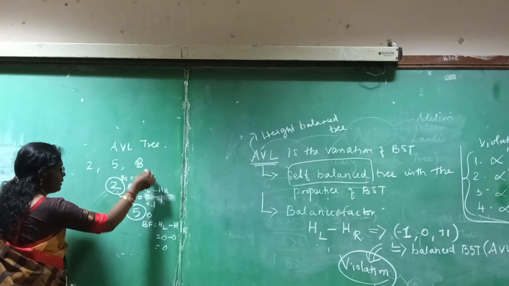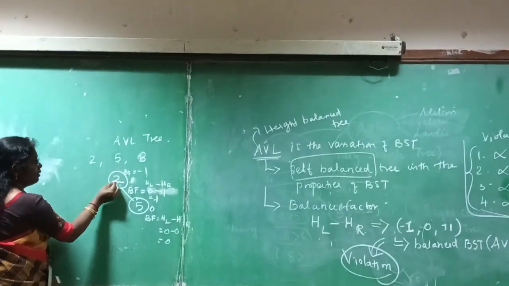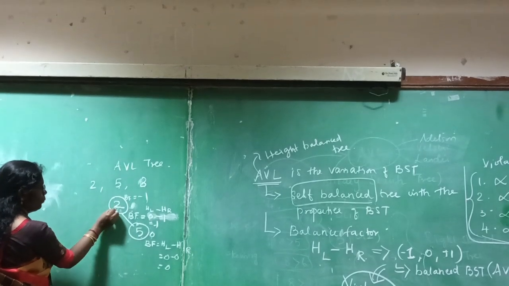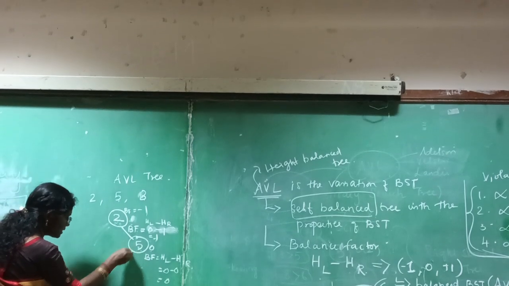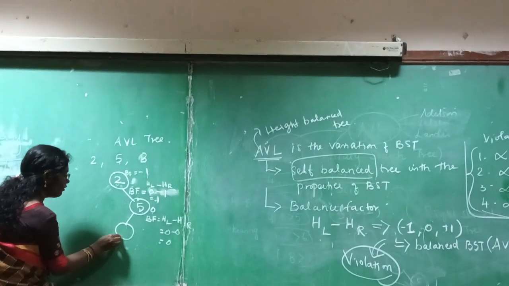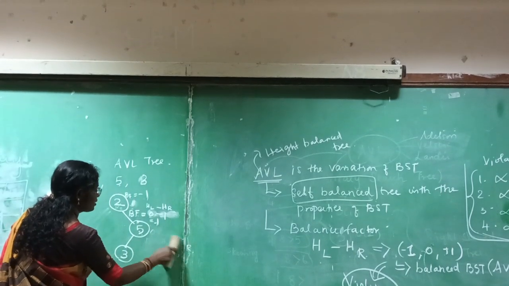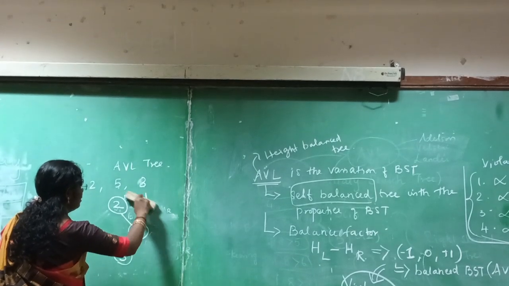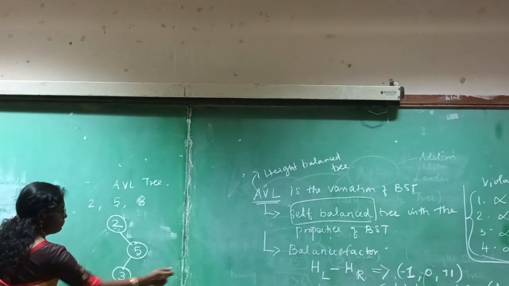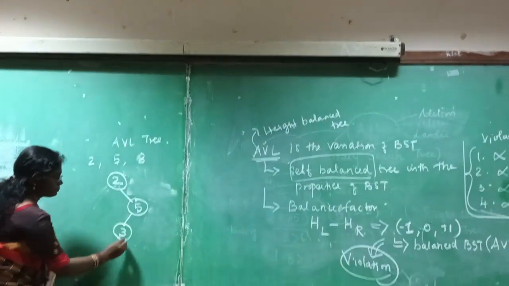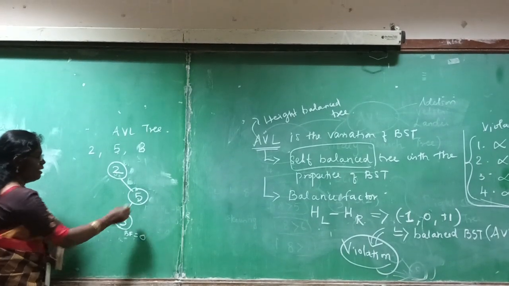Now take the next element. Now the next element is 3. So again 3 is greater than 2. Traverse right, but it is less than 5. So traverse left. Fix 3 as the left child of 5. Again as usual start calculating the balance factor from the lower level. So every time we have to calculate the balance factor in order to keep the tree balanced. So again calculate the balance factor for 3, which is 0, obviously no left and right. Now we will take this one.